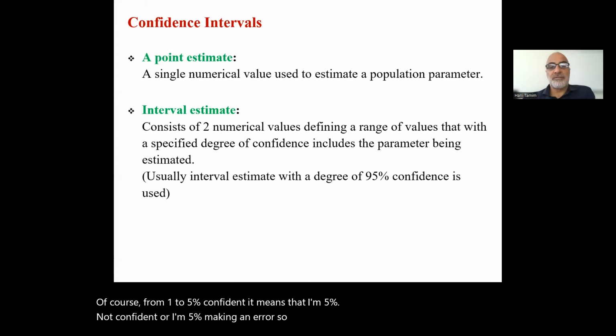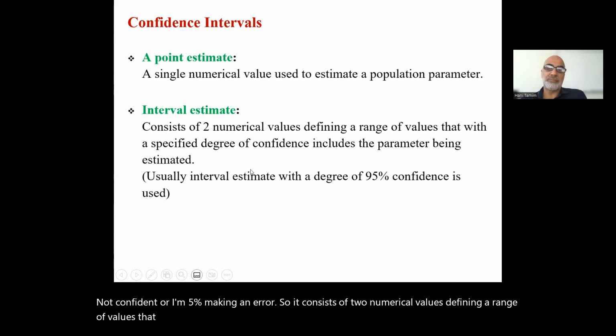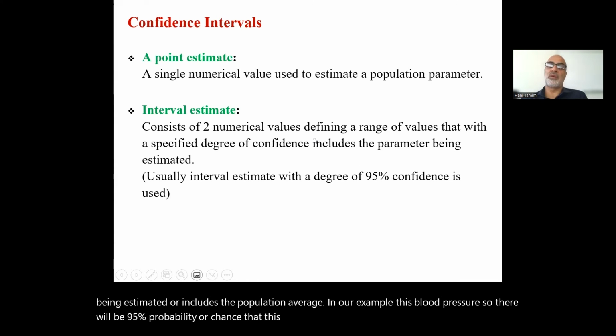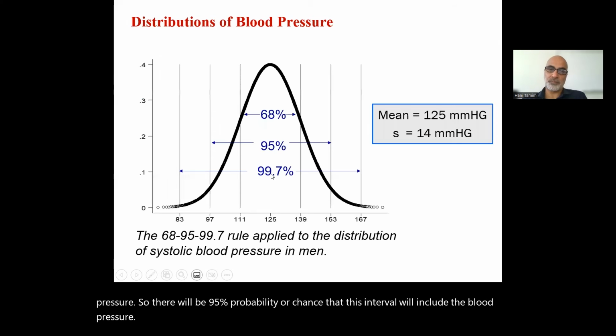So it consists of two numerical values defining a range of values that, with a specified degree of confidence, which is mostly 95%, includes the parameter being estimated, or the population average. In our example, it is blood pressure. So there will be a 95% probability or chance that this interval will include the blood pressure of the population.